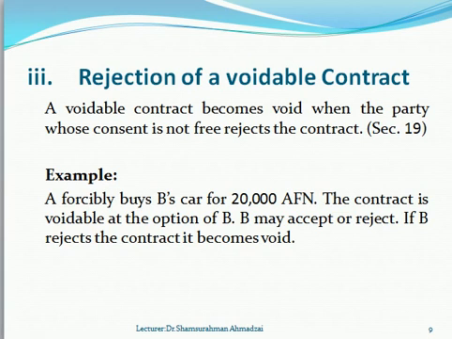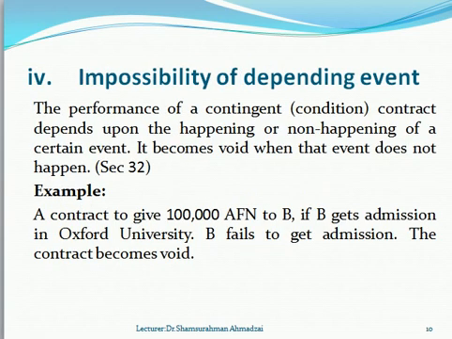So this is called rejection of avoidable contracts. Impossibility of depending events. The performance of a contingent condition contract depends upon the happening or non-happening of a certain event. It becomes void when that event does not happen.